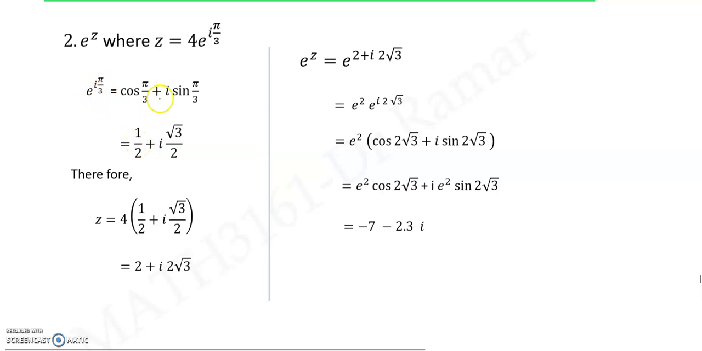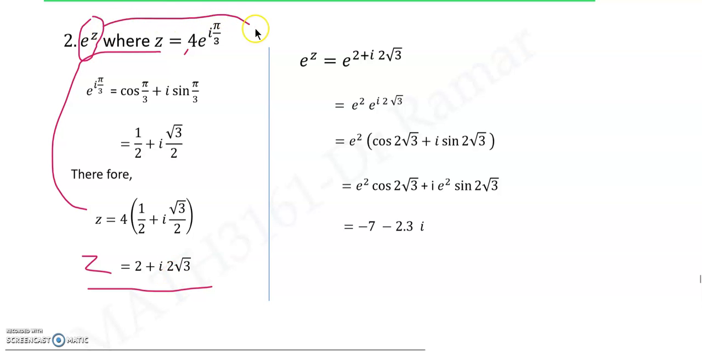So what we have to do, in the z you substitute this one. So now what is z? Therefore z becomes 4 times this, and then this value here, right? Now 4 multiplied inside, so this is your z now. Actually the question is, what is e to the power z? This we have to find. So for that, first we have to calculate z. So we have calculated z. Now you go to find e to the power z.